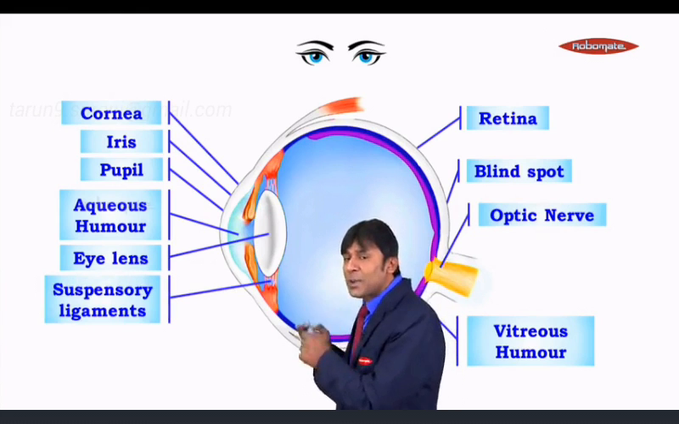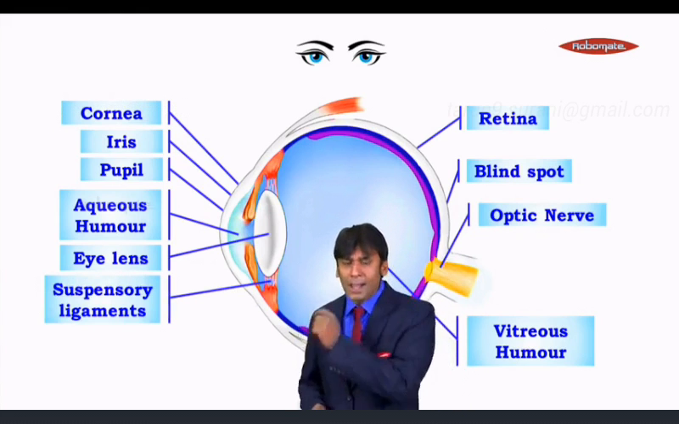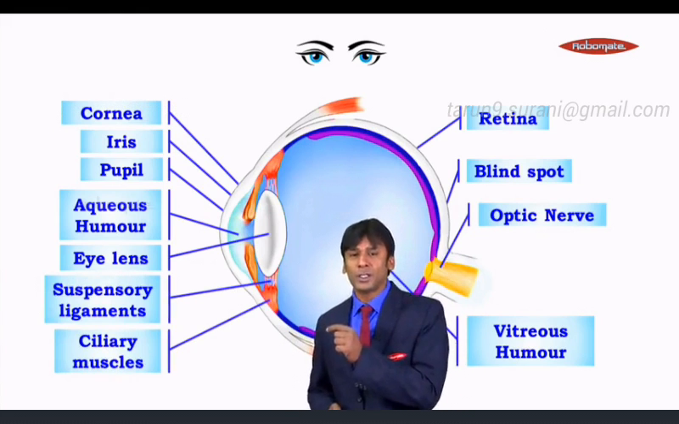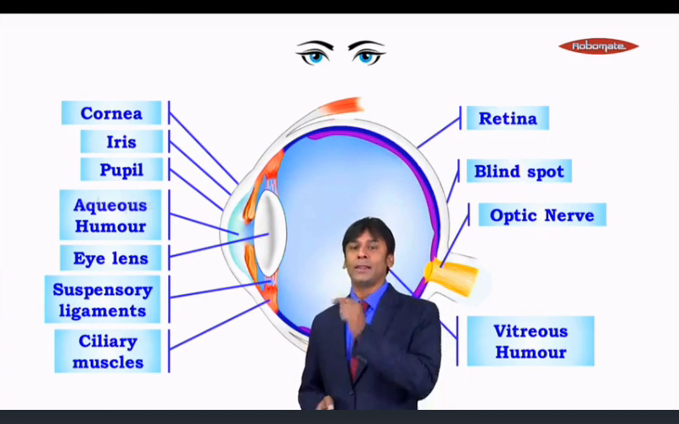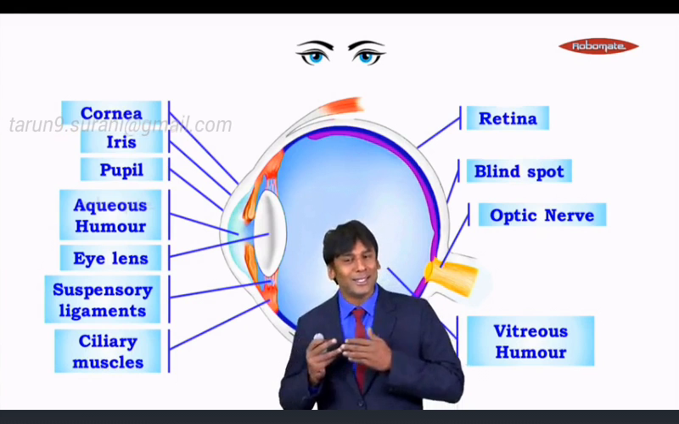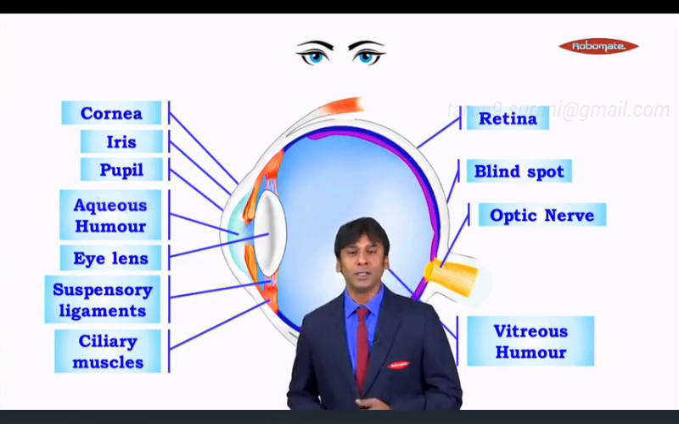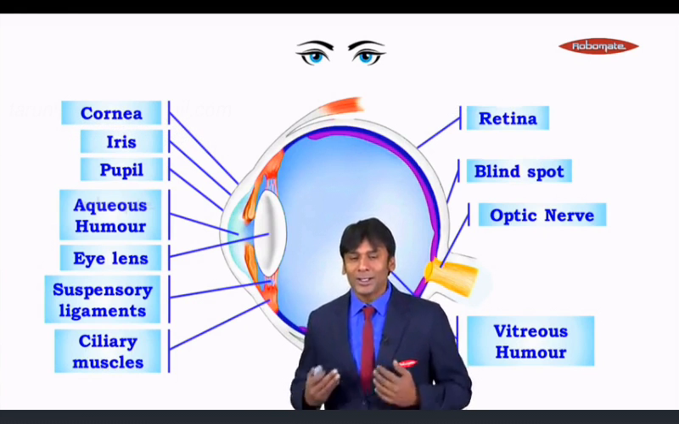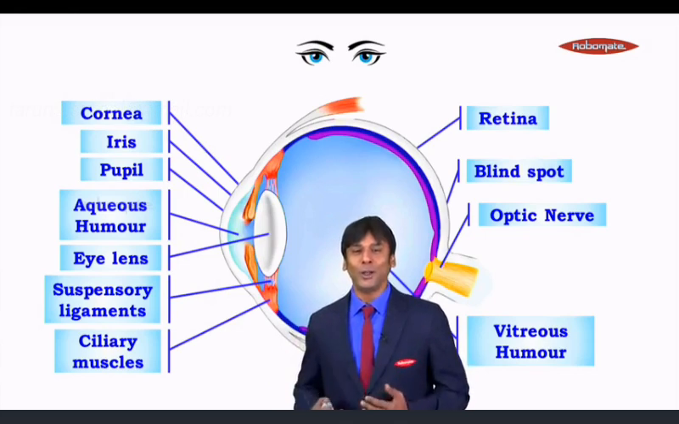The next is the suspensory ligament, and this suspensory ligament is present below the lens, and that is connected to the ciliary muscles, which we are going to understand in detail, how a ciliary muscle functions. So students, these are the different parts of the human eye.